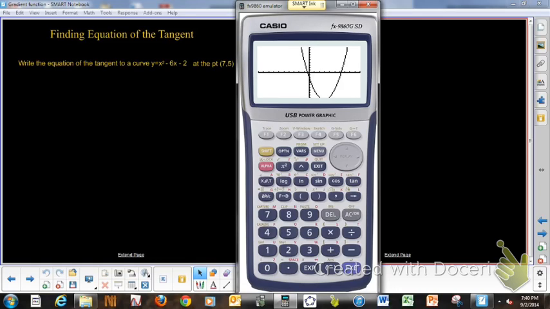Right, now go to Shift, Sketch, and ask it to draw a tangent. Now, where do we want that tangent? We want it to be at 7 and 5. So we only need the x coordinate. We say x is 7. Now you look. This, y is equal to 8x minus 51, is actually the answer to this question. So there it is. You can get it instantaneously.